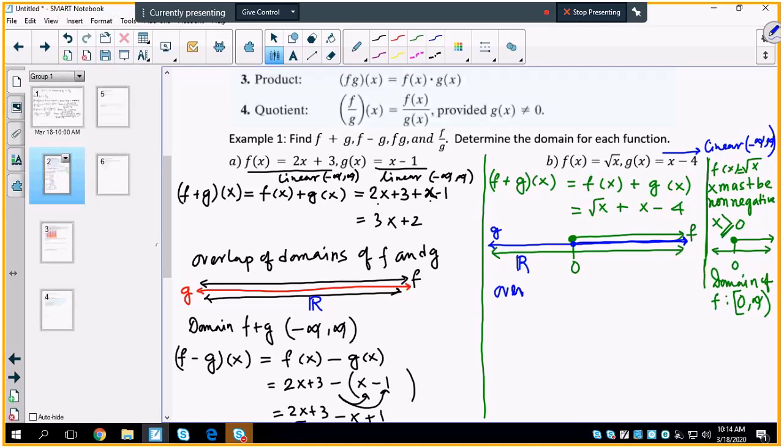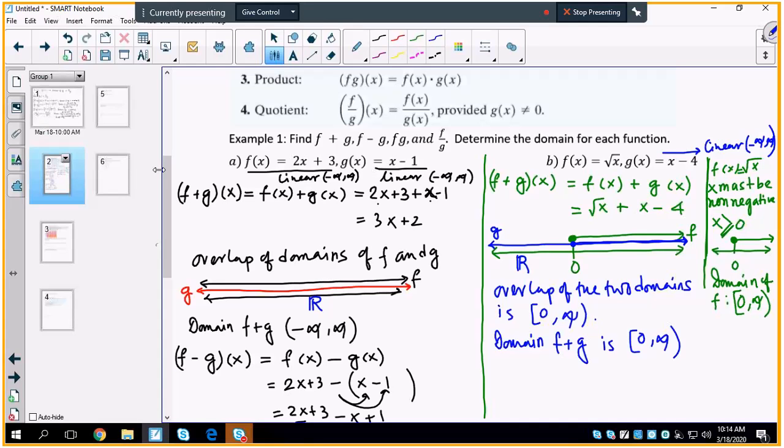I will say the overlap of the two domains for f and g is closed interval 0 and infinity. Hence, this is the domain for f plus g. And again, recall, I just have to do this work once. Once I have done it for f plus g, I don't have to repeat this work for f minus g, f times g, or f over g. So domain of f plus g is closed interval 0, all the way to positive infinity.